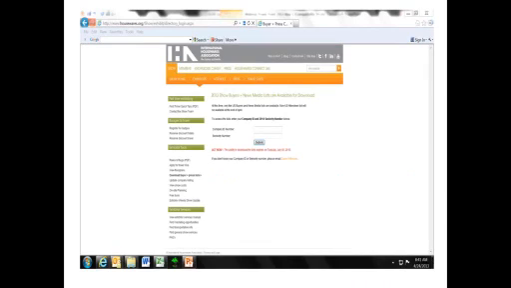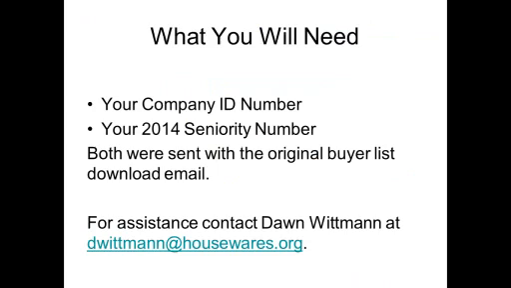As you can see from the two boxes in the middle of the screen, you do need a username and password. What you will need is your company ID number and your 2014 seniority number. You received both of them with the original buyer list download email, which we sent several weeks ago. If you don't know what that is, you can contact Dawn Whitman here at IHA, and her email address is there on the screen.